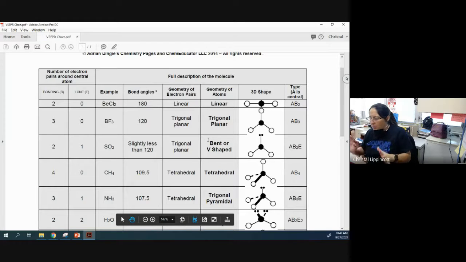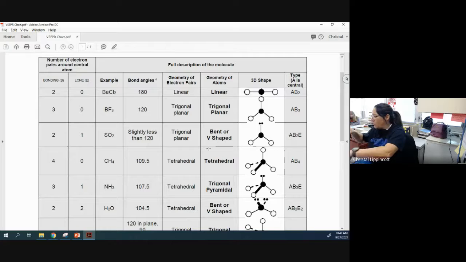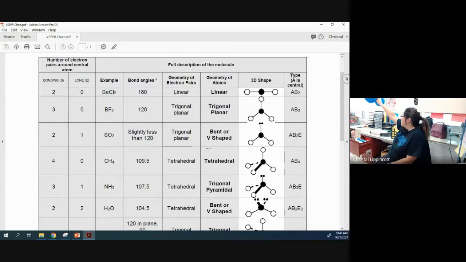Now, when we talk about these, okay, if we're talking linear, that kind of makes sense, because think of my fingers here as being the central atom, okay? If we're here, that's going to be linear. And linear makes sense because that's going to be 180, right? I mean, think back to your geometry. You guys have had some geometry, yes? Okay, you know that a straight line is 180 degrees, correct? Okay, so that one's easy.